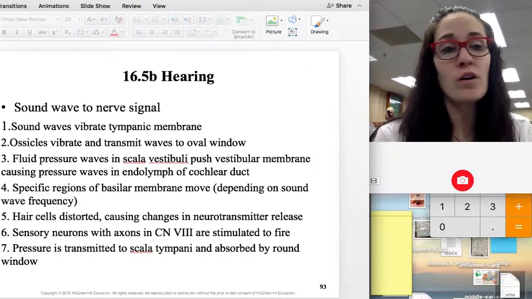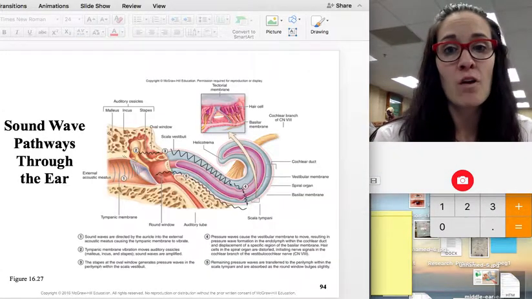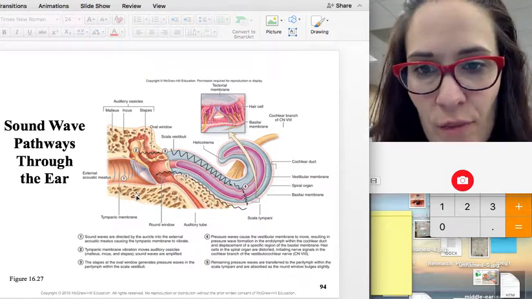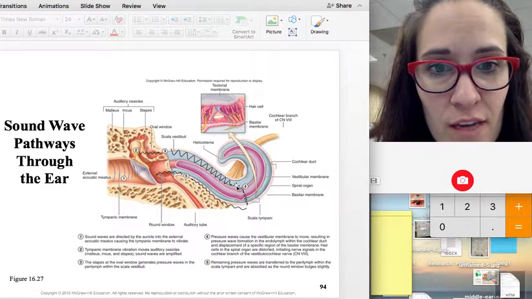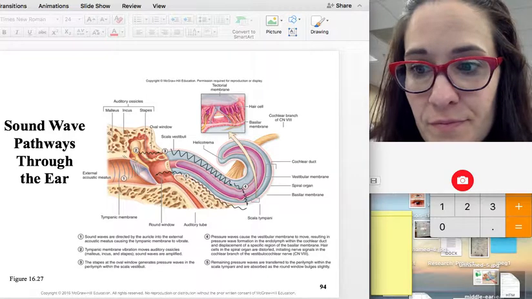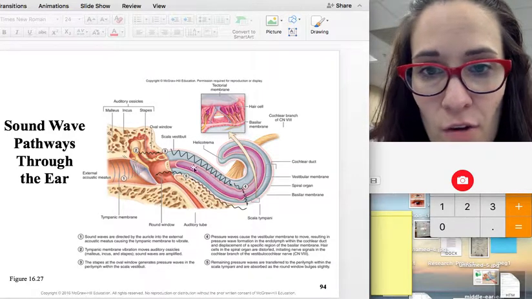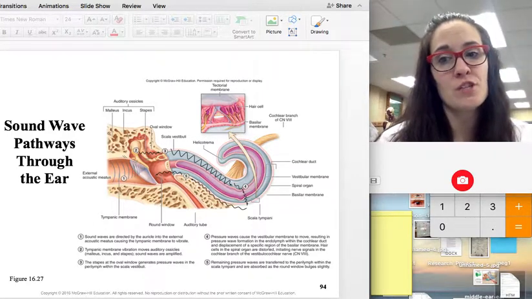And the pressure will go away out the round window. So these steps, 1, 2, 3, 4, 5, okay, are the order of things that happen. So you check out that image as well.